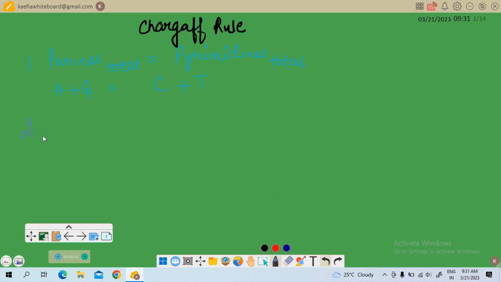Okay, then coming to base ratio. In base ratio, A plus T upon G plus C is equal to a constant, or you can also say 1. Okay, then adenine is equal to thymine and cytosine is equal to guanine.